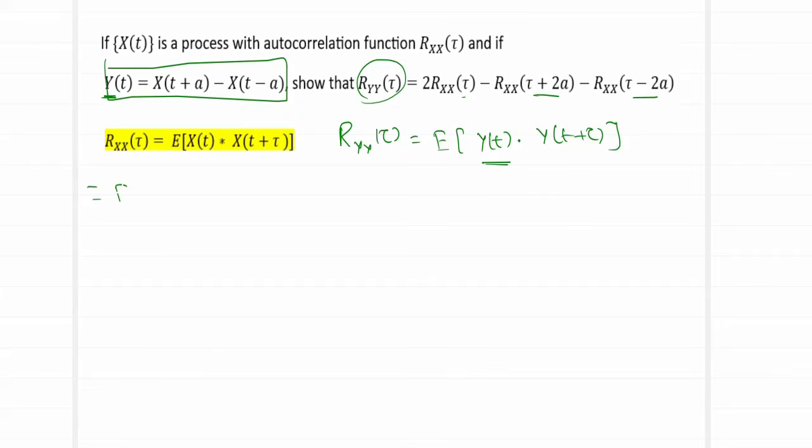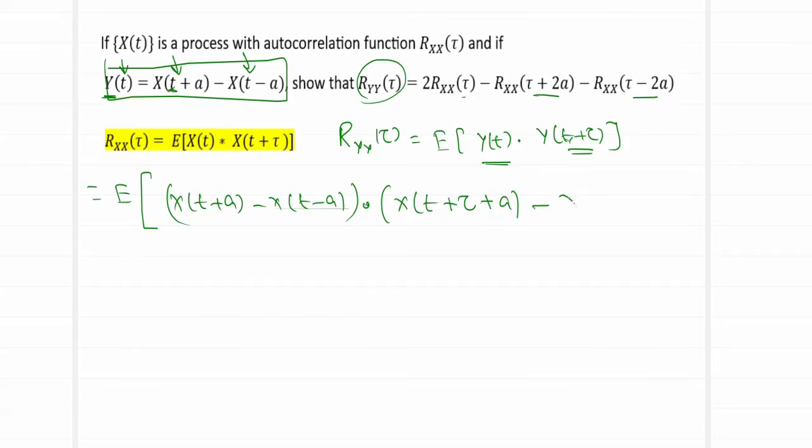So this will be equal to the expected value of x of t plus a minus x of t minus a. So this will be my first term. I take the product with y of t plus tau. How to get t plus tau? Wherever we have t, the t will be replaced as t plus tau. So the second term will be x of t plus tau plus a, minus x of t plus tau minus a. So this completes the second term.